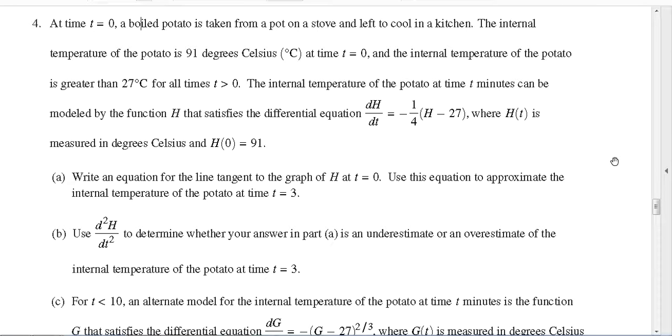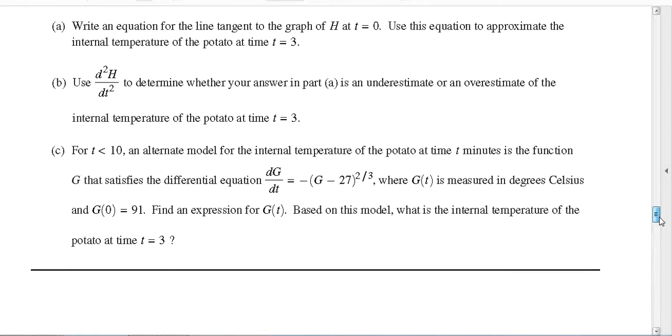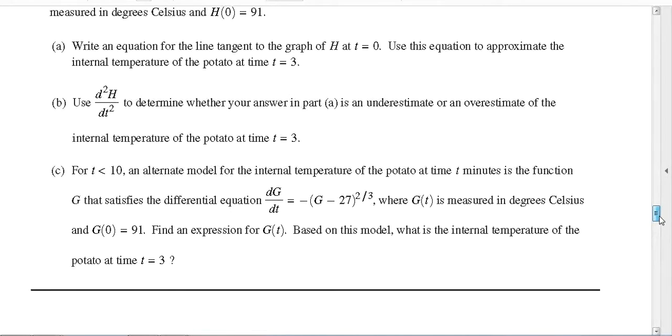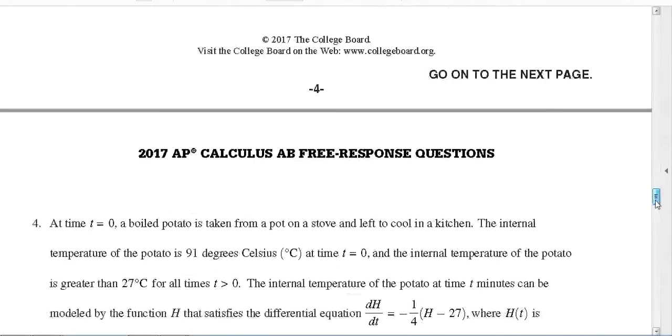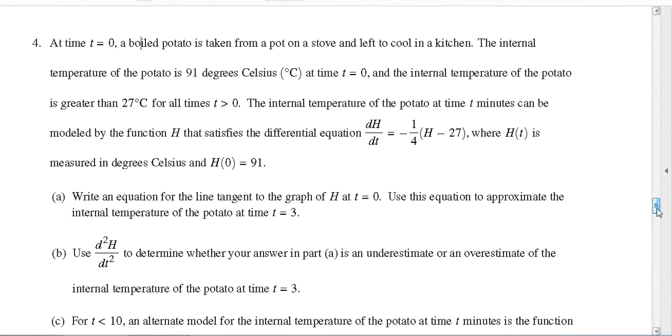They just don't ask you to do the slope field part. Equation of a tangent line, second derivative. They give you another model, and they ask you to solve that one. So, I mean, it's question number 4. Again, I didn't look at the specific question numbers of these, but it tends to be question number 4.